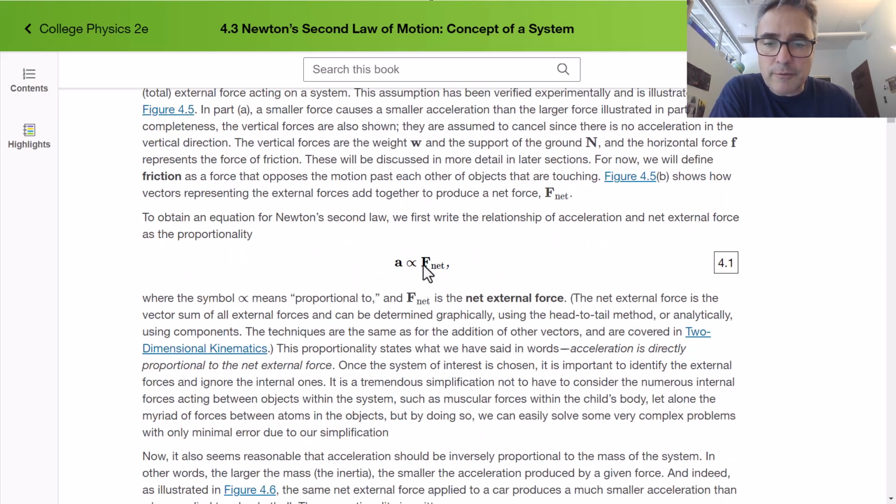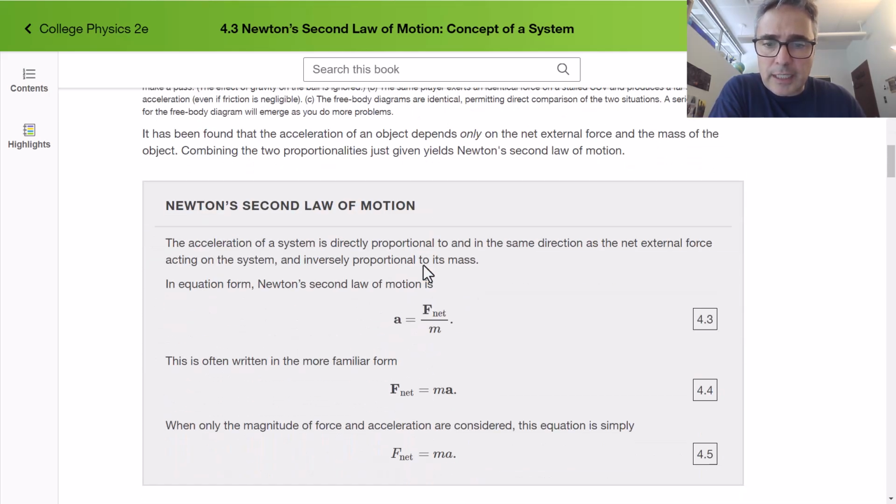That's coming from Newton's second law, so the acceleration is a vector, the force is a vector, and the mass is a scalar. The scalar mass doesn't change the direction. The direction of the net force always matches the direction of the acceleration.